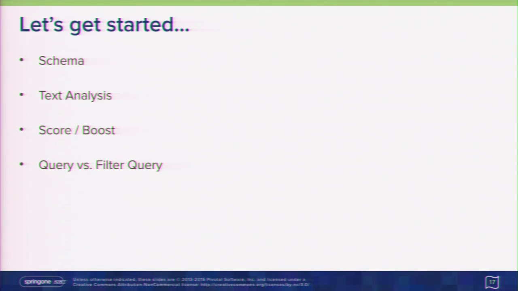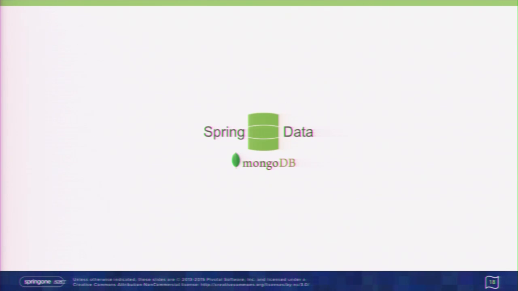Okay, back. I wanted to tell you about query versus filter query. So queries basically have influence on scores, so what you search for. Filter queries don't influence score. So you can define criteria to eliminate documents from your search without having influence on the scoring. So the order will remain as if you hadn't defined a filter query.